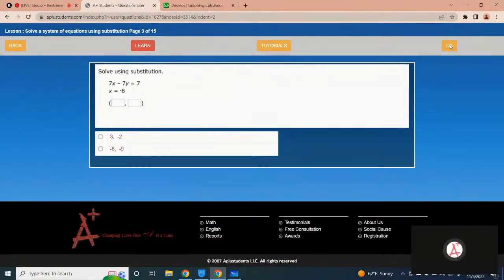Okay, solve using substitution. 7x minus 7y equals 7. The value of x is negative 8. So the correct option is this one, because x is negative 8, you are already given, and y has the value negative 7. Got it? You can calculate the value and check. Okay, select the correct option and click on the OK button.